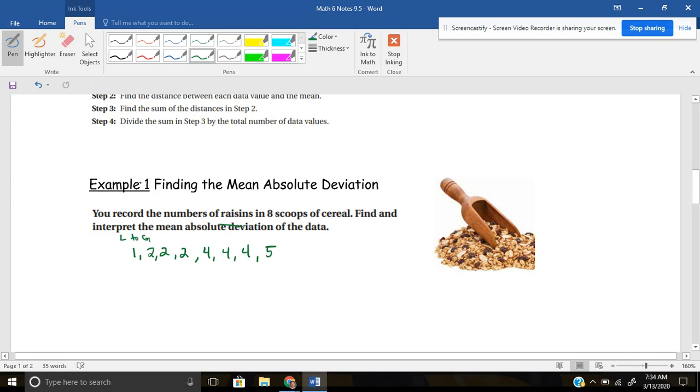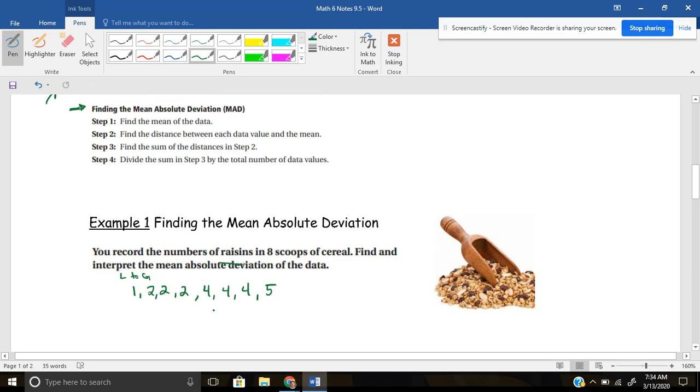Okay, so the first step is to find the mean. So let's average these numbers. 1 plus 2 plus 2 plus 2, so 2, 4, 6, 9 plus, let's see, this would be 12, plus 5 would give me 24. And to find the average, I divide by how many? Well, there were 8 scoops. So my average equals 3. 24 divided by 8 would be 3.